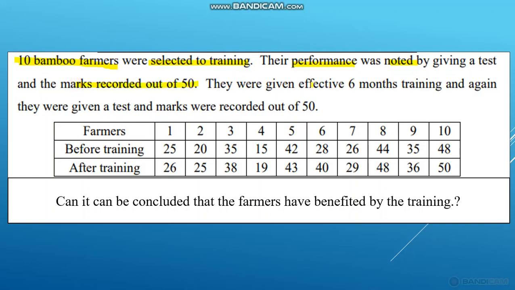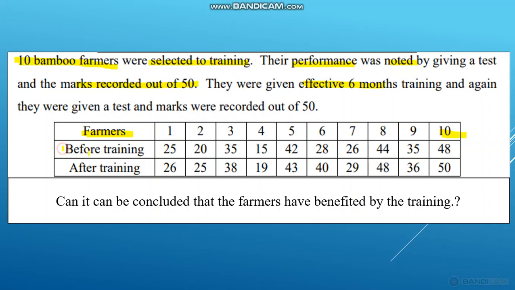They were given effective 6-month training, and again they were given a test and marks were recorded out of 50. So first we are choosing 10 bamboo farmers, then conducting a test and recording the marks. After that we are giving a 6-month training, then conducting a test again and recording the marks. So here we have a sample of 10 farmers.